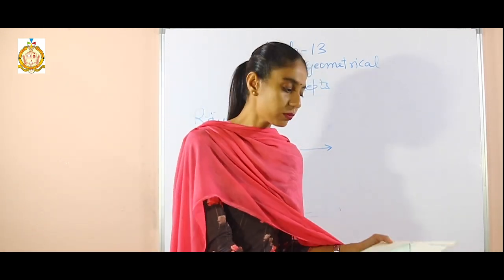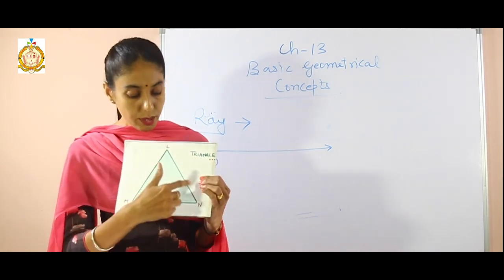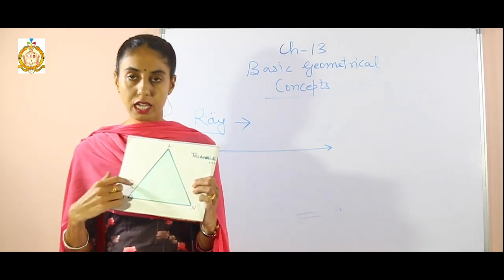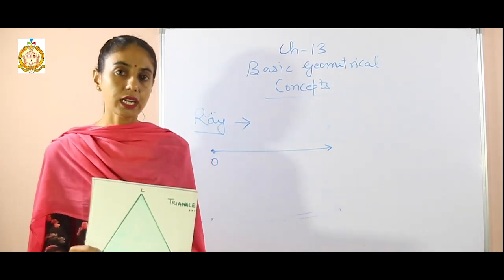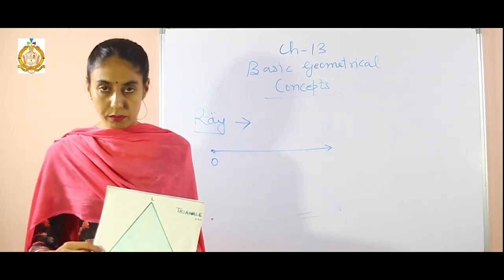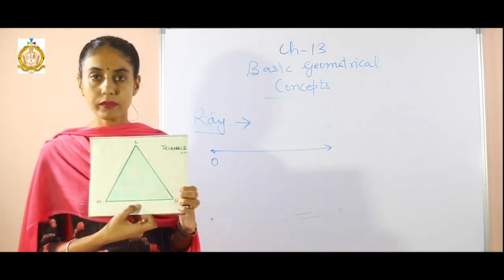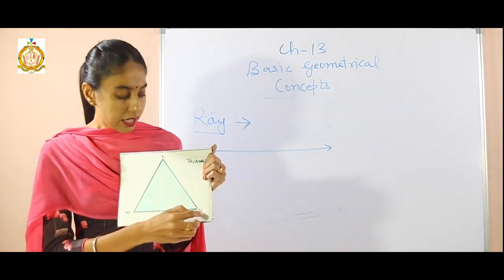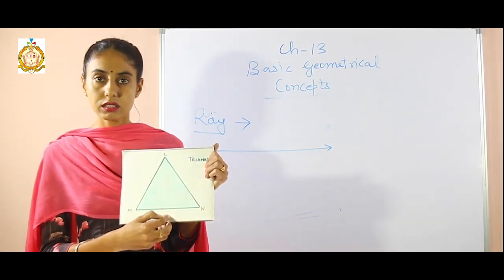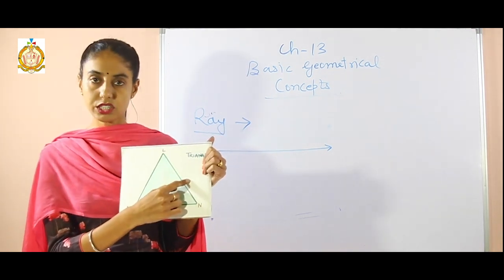Next one is how many line segments are joined to form a shape. I am going to show you one picture. What is this? This is the shape of a triangle. How many line segments are in this? A line segment has 2 fixed endpoints. So L and M is the first line segment, M and N is the second, L and N is the third. So there are 3 line segments in a triangle.